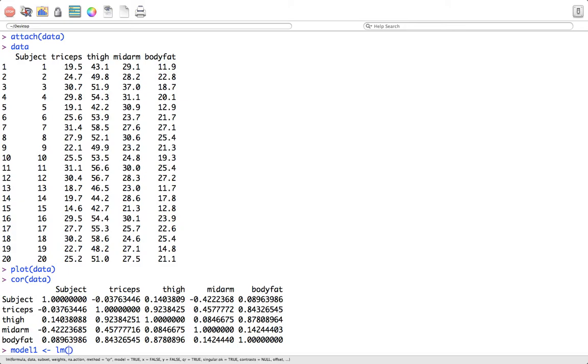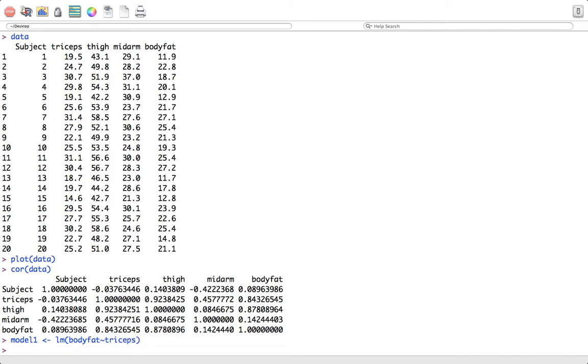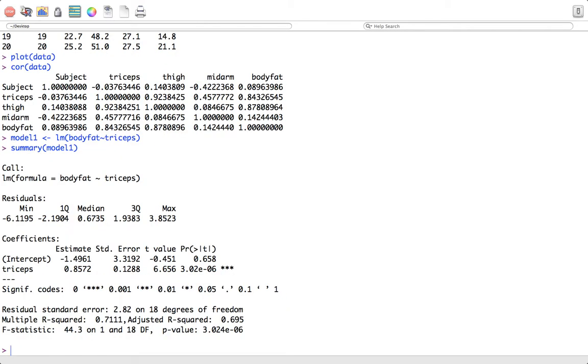But the first thing I want to do is create the linear model where I'm predicting body fat solely from triceps. And then I can look at the summary of model 1. And I can see that the estimate for the regression coefficient, beta, would be 0.8572.